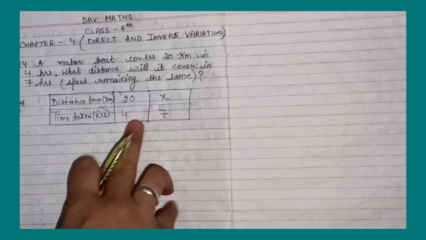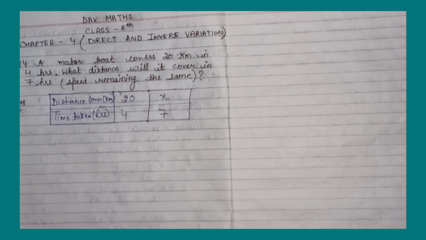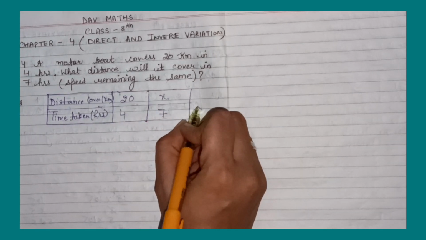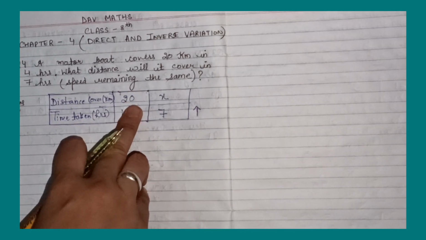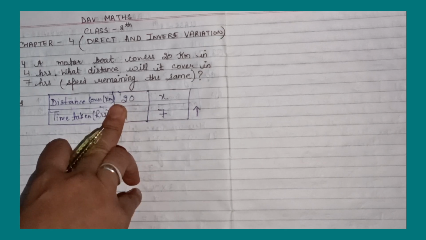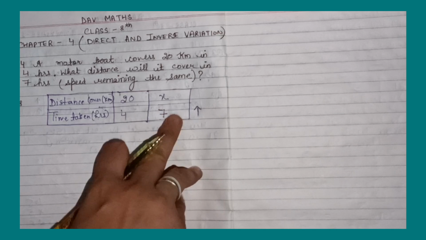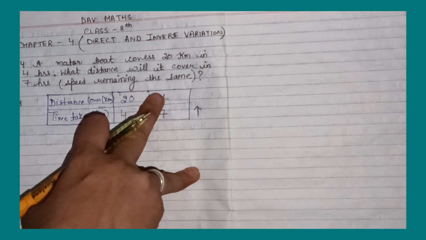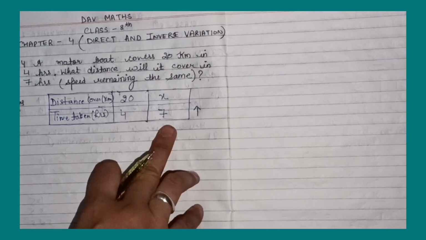Here 7 is greater than 4, so 7 is bigger. So the quantity increases here. The motorboat takes 4 hours to cover the distance of 20 km. Here the time taken is 7 hours, so the distance will be more. Here 4 is smaller and 7 is bigger.